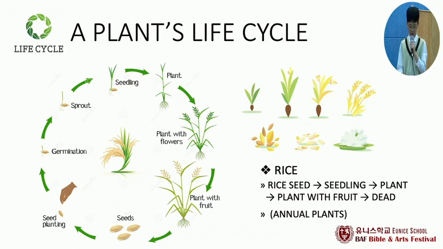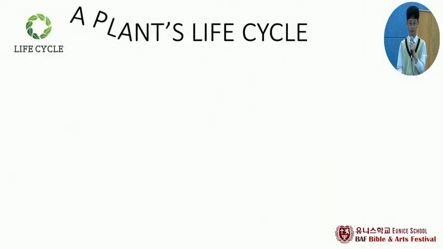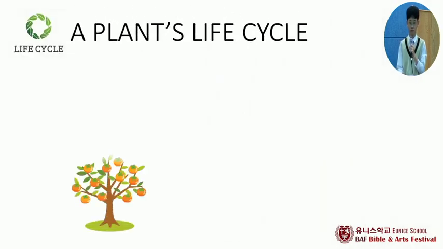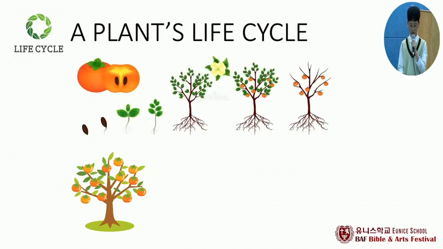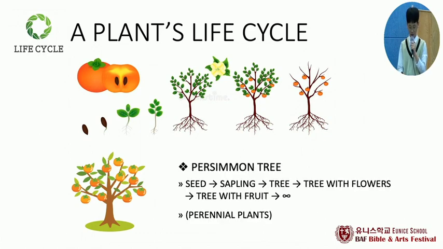Like rice, a plant that finishes its life cycle in a year is called an annual plant. However, plants like Persian tree, forsythia, and hibiscus, which repeat the cycle until they die, are called perennial plants.